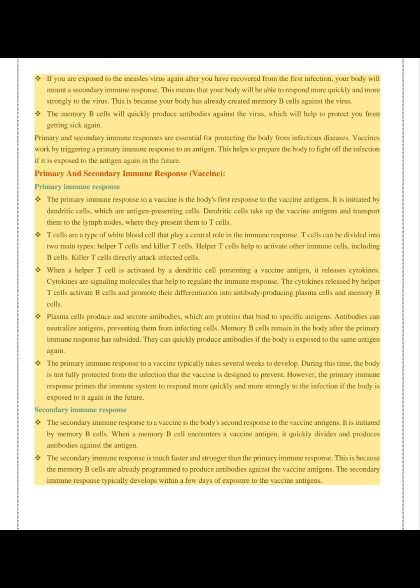Primary and secondary immune responses are essential for protecting the body from infectious diseases. Vaccines work by triggering a primary immune response to an antigen. This helps to prepare the body to fight off the infection if it is exposed to the antigen again in the future. Primary and secondary immune response, vaccine.